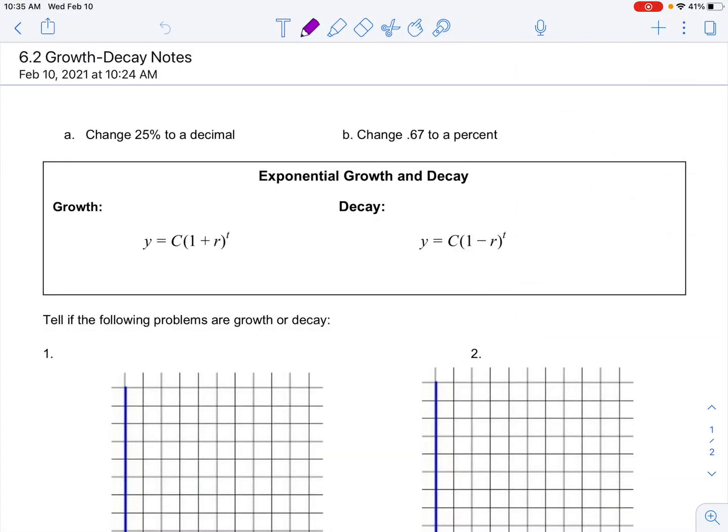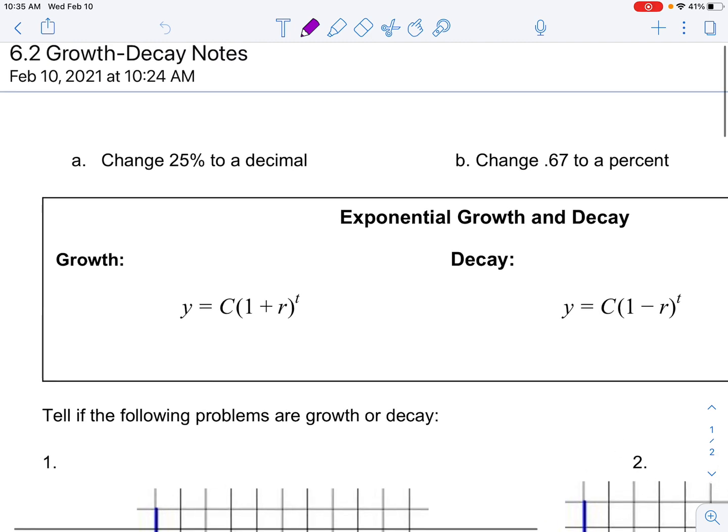Today we're going to go over 6.2, which is growth and decay notes. So this goes right in with our exponents. So the first thing I want to do is review changing a percent to a decimal and a decimal to a percent. Remember, it's kind of like dividing by 100 because it's out of 100%. When we divide by 100, you're taking that decimal place that's already there after the 25 and moving it left 2 places. So your decimal for 25% would be 0.25.